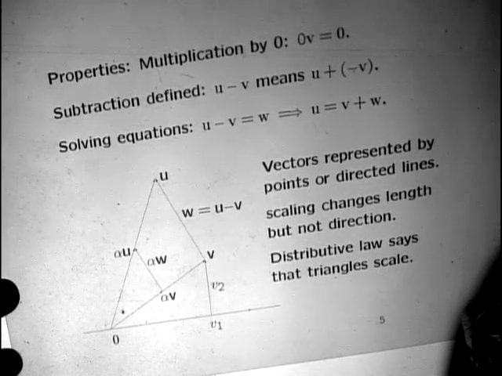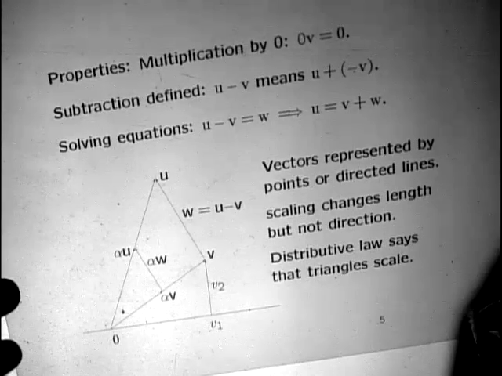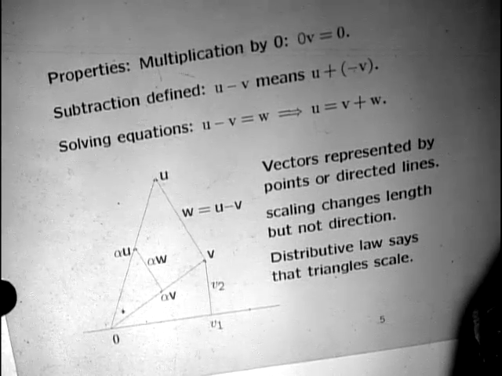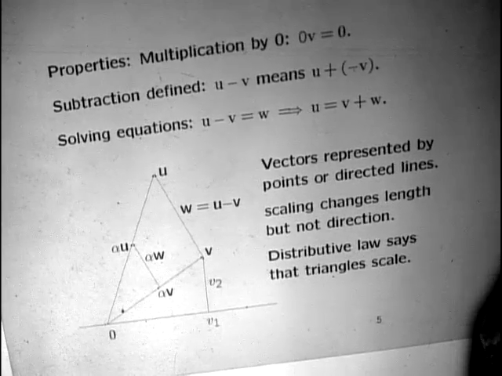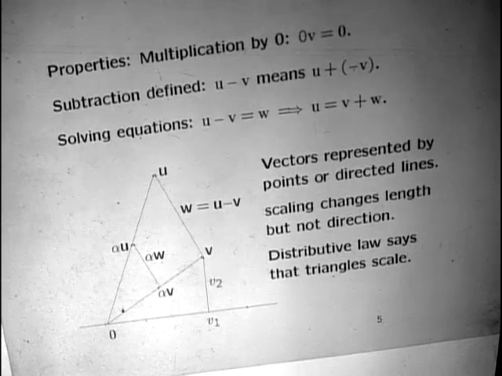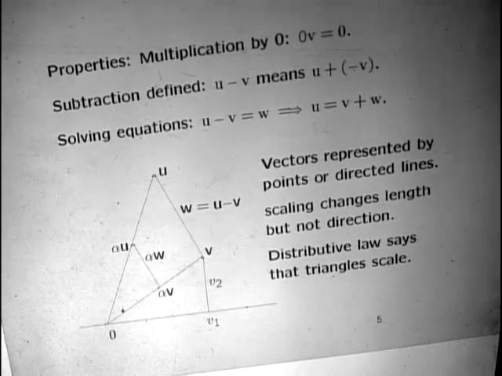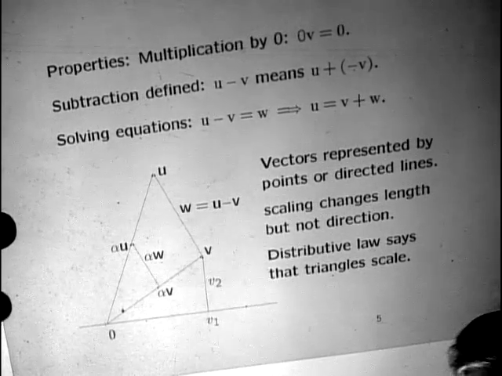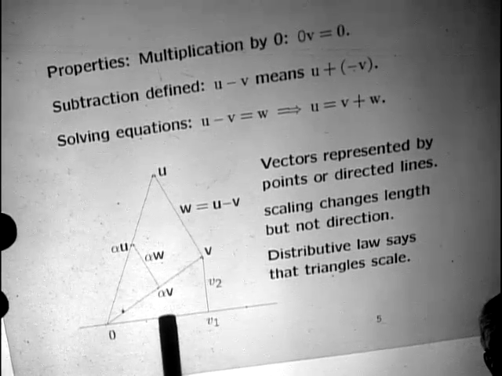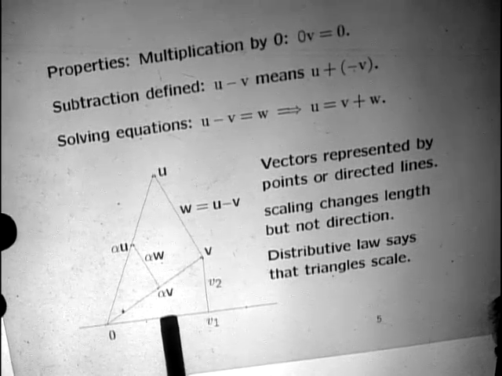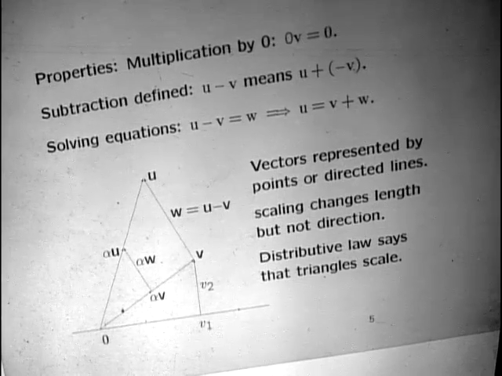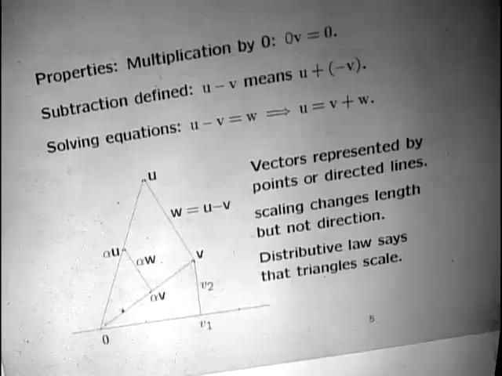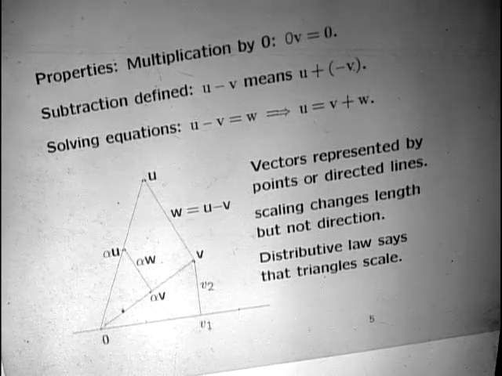Which axiom is that? I mean, this is the canonical example of one of those axioms. What? Distributive, good. This is saying that alpha times the quantity u minus v is equal to alpha u minus alpha v. It's so trivial that it's hard to see it, but that's what it's saying. So the distributive law really says the triangles maintain their shape. Maybe it's easier to just say distributive law. I don't know.